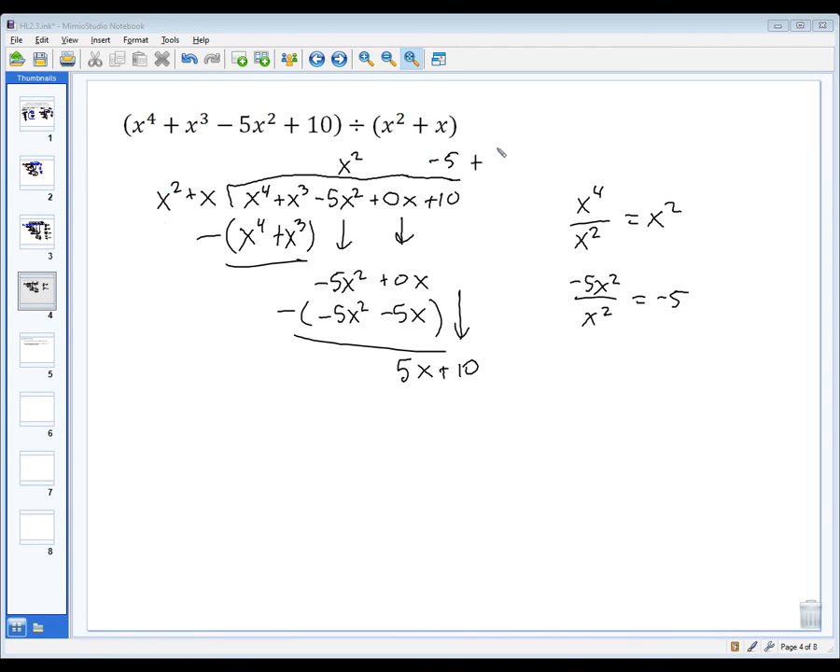So I put a plus 5x plus 10 over the top of x squared plus x. And here is my answer.